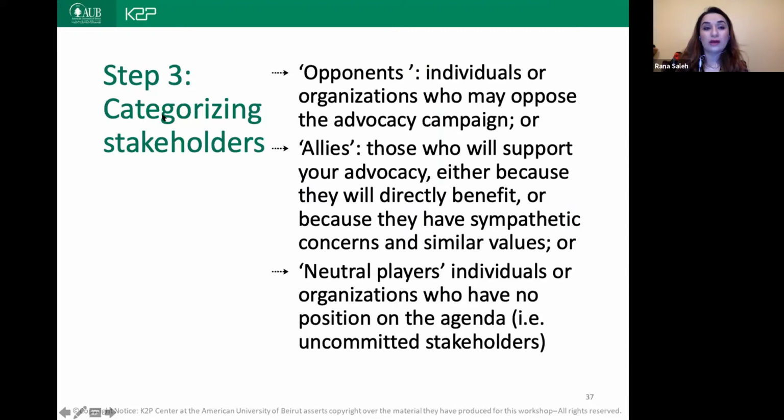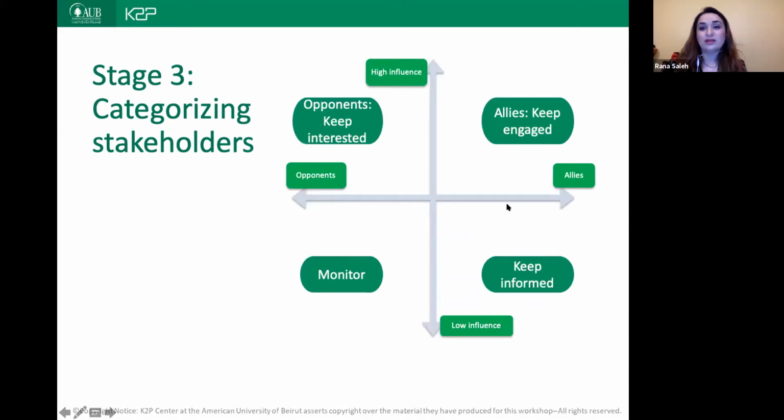Once you identify and map all of those stakeholders, now you can categorize them. The categorization will help you identify who are your opponents and who are your allies. All of those who are in the upper right quadrant would be the allies, and those you should always keep engaged. Ideally, you would form a coalition and work together with them.